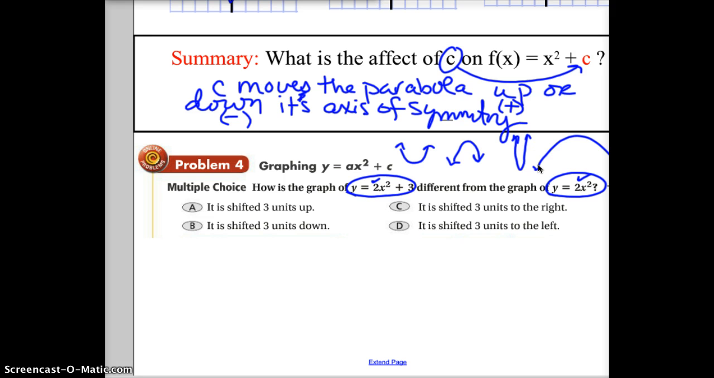They are both opening up, but tacking this plus 3 on moves that 3 up the axis. So we'd say it shifts 3 up.